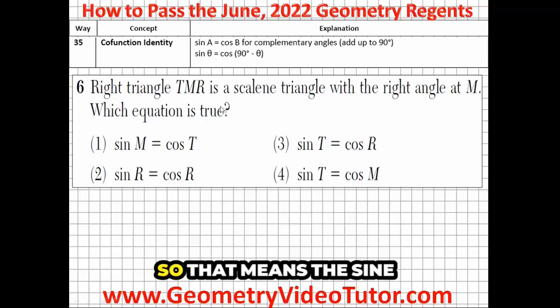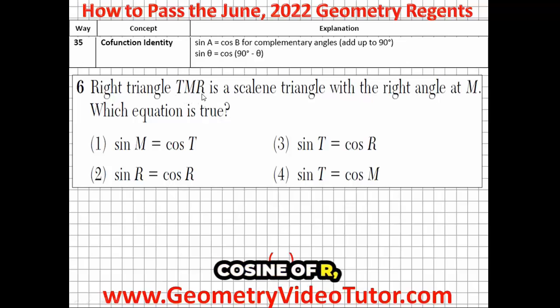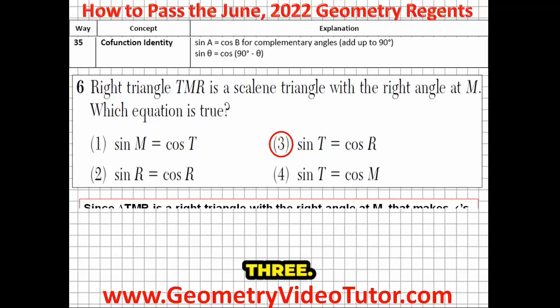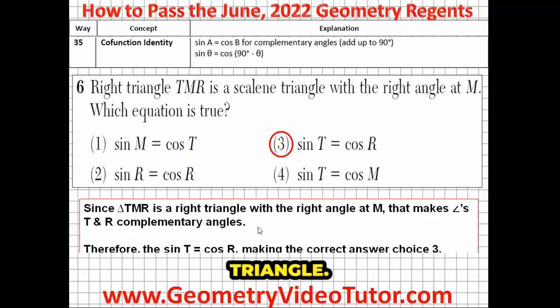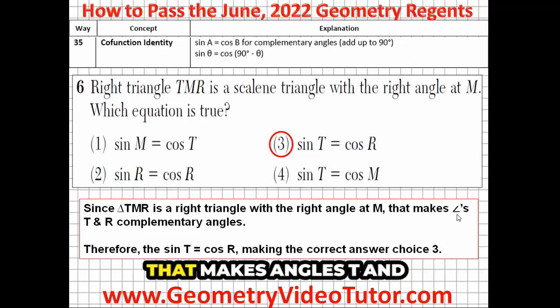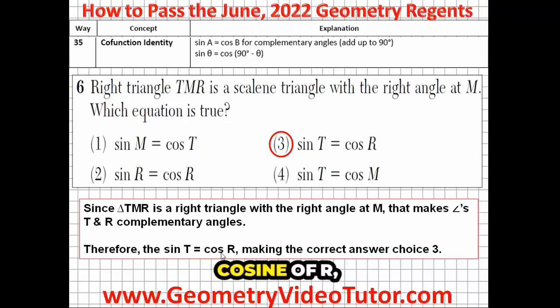So that means the sine of T is equal to the cosine of R, making the answer choice 3. And again, you have a right triangle, the right angle is at M, that makes angles T and R complementary angles, therefore the sine of T equals cosine of R, making the correct answer choice 3.